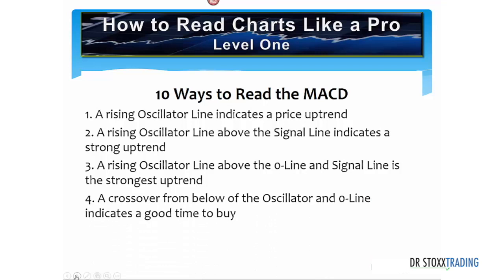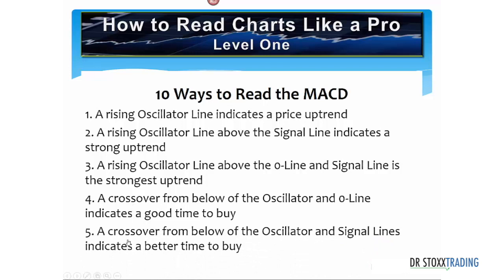Fourthly, a crossover from below of the oscillator and the zero line indicates a good time to buy. So in other words, the oscillator itself is crossing over the zero line. Remember, the zero line is that flat line that determines whether your histogram is going to be above or below it. So if the oscillator crosses above the zero line from below, that's a good time to buy. That's a buy signal. Just a sheer crossover of the oscillator and the zero line. But an even better time to buy is when the oscillator crosses over the signal line. So sometimes the oscillator will cross over the zero line before it crosses over the signal line, and you have to wait a little bit to get the best possible time to buy.